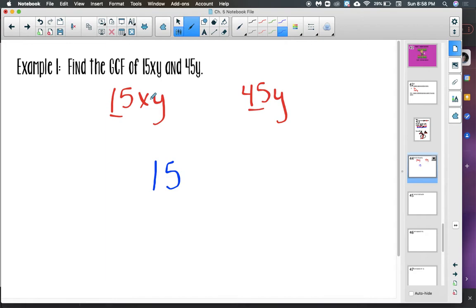So xy literally means x times y. And here we've got a y. Well, what variable is in both of those variable pieces? It's that y that shows up. So the y is part of the GCF. So the GCF of those two terms is 15y.